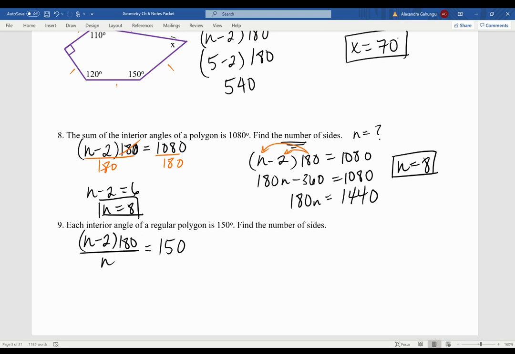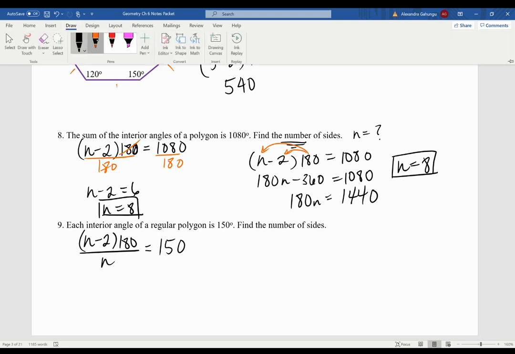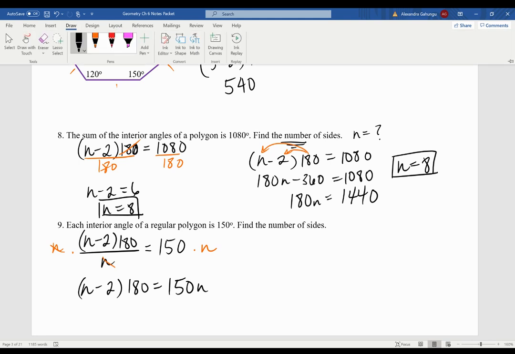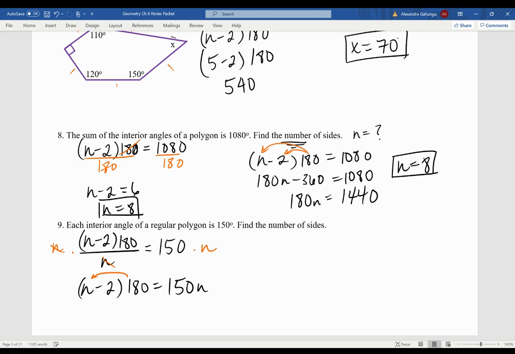What I would do is multiply both sides by n, right? Because we want to get rid of the n in the denominator. Cancel, cancel. And now we have (n minus 2) times 180 equals 150n. You can distribute 180 to get rid of those parentheses, because we're back in algebra land here. 180n minus 360 equals 150n.